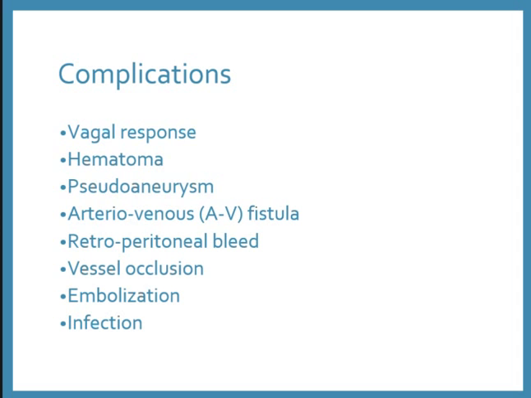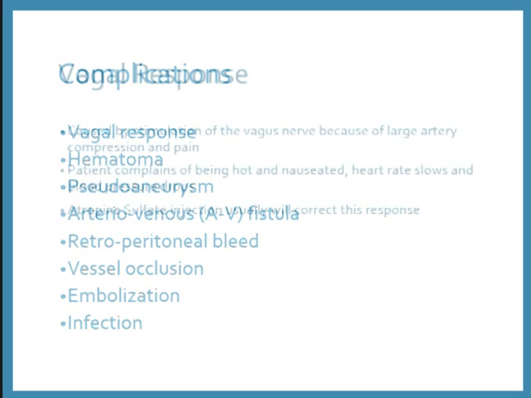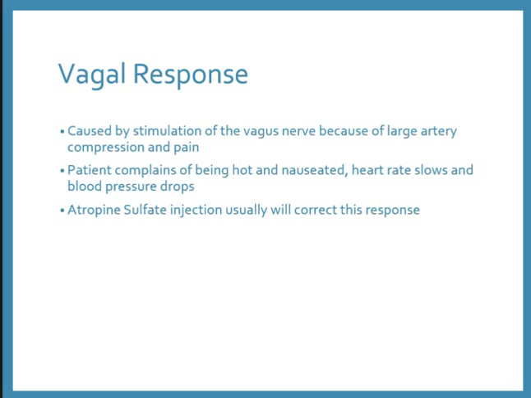Complications: they can have a vagal response, they can form a hematoma, pseudoaneurysm, AV fistulas, they can have a retroperitoneal bleed, vessel occlusion, embolization, or even infection. We'll talk a little bit about those. Vagal response is usually caused by stimulation of the vagus nerve, and because of the large artery, the compression, and the pain, your patient may have one of these responses.